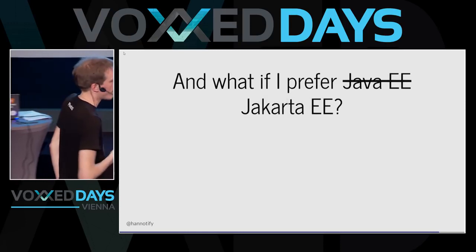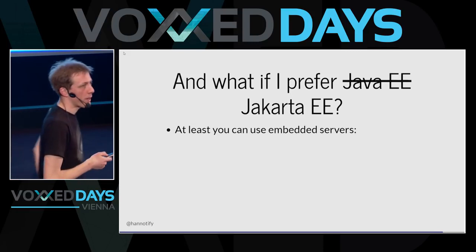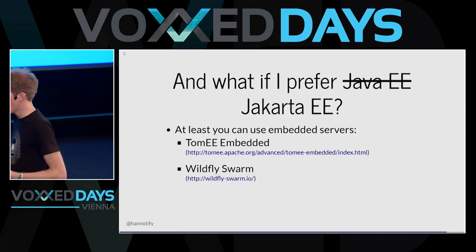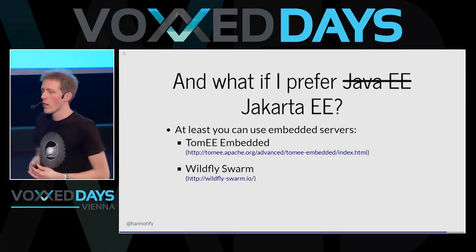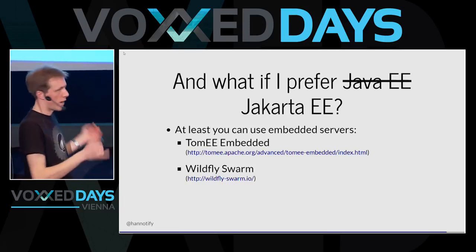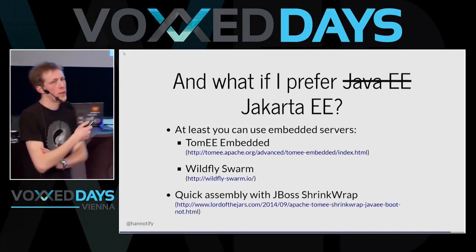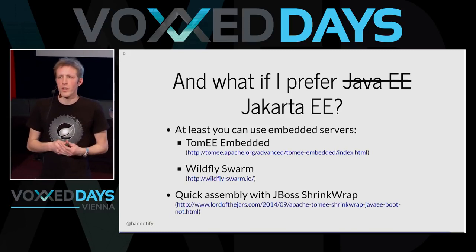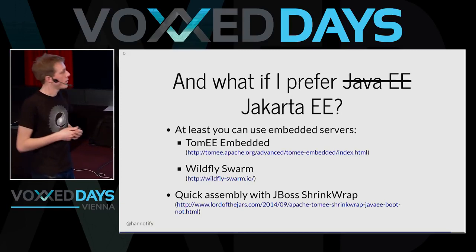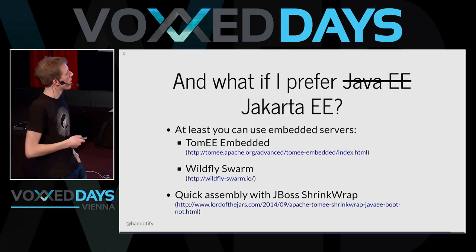What if I prefer Java EE, or sorry, I need to call it Jakarta EE? I promise to get back on this point. Well, at least you can use embedded servers, because both WildFly Swarm and TomEE embedded are implementations of web servers that allow you to run a jar file with an embedded web server. Just java -jar and provide your jar file and it will start up. And also, if you want quick assembly, like with the very small application class in the Jakarta EE world, there's been an interesting blog post on JBoss ShrinkWrap. So if you're into that, you should definitely check that out.